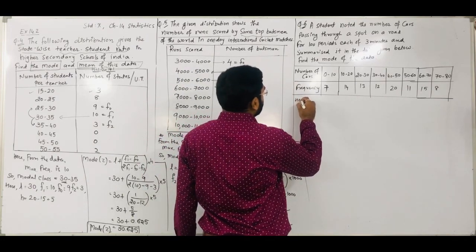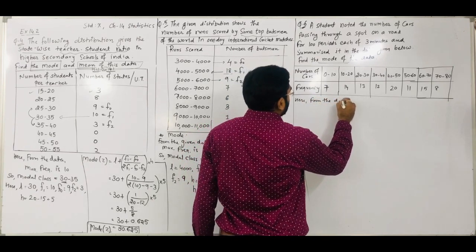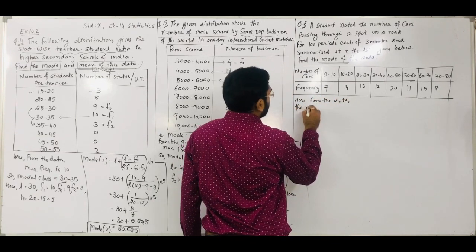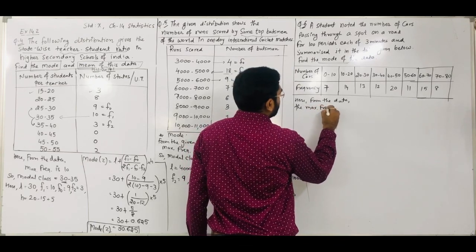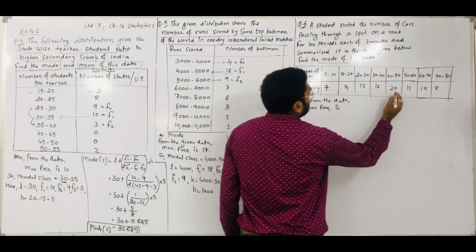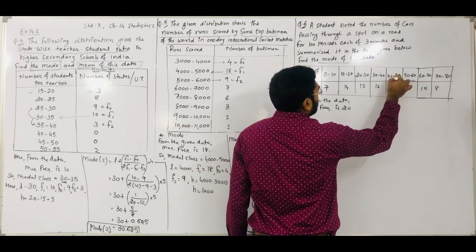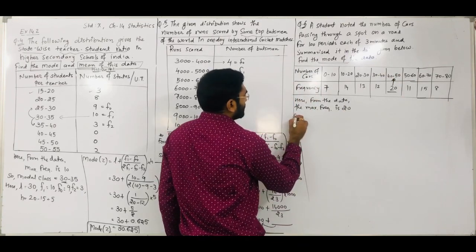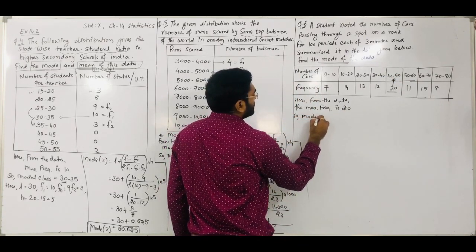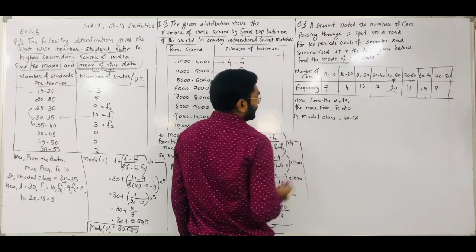So here from the data, which maximum frequency is observed? Maximum frequency is which one? 20 is the maximum frequency, right? So the class corresponding to 20 is called the modal class. So the modal class is equal to 40 to 50.